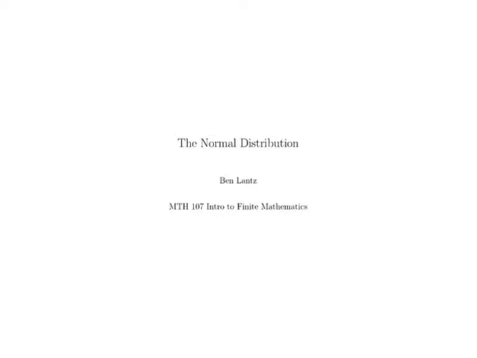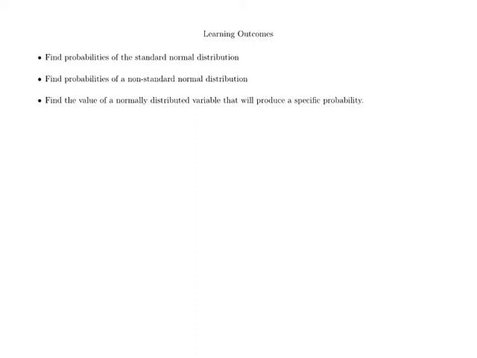In this video, we're going to look at the normal distribution. So we're going to find probabilities of the standard normal distribution, talk about those of a non-standard normal distribution. Then we're going to kind of go backwards through the process and find the value of a normally distributed variable that will produce a specific probability.